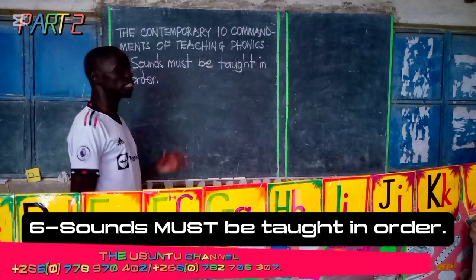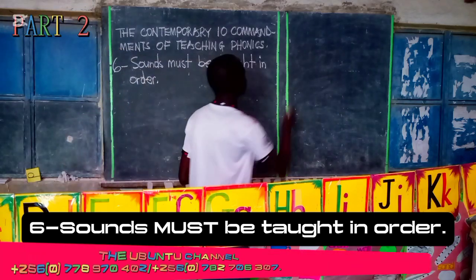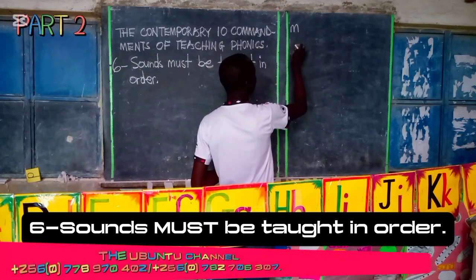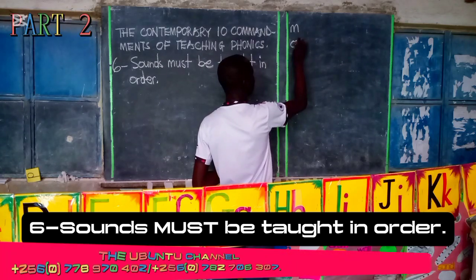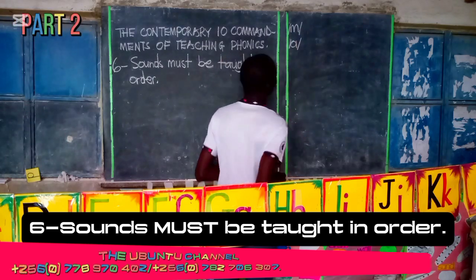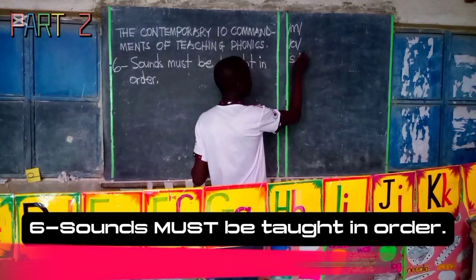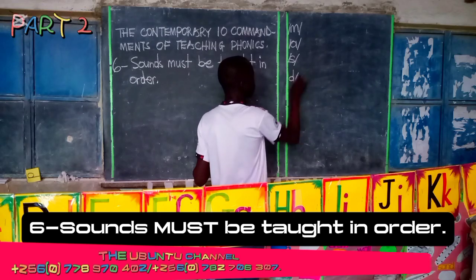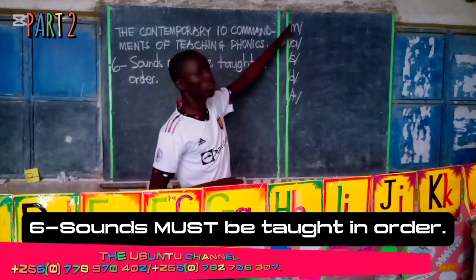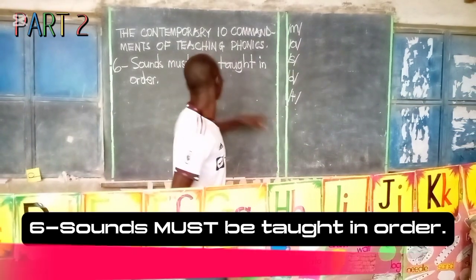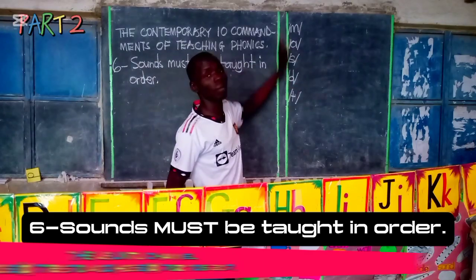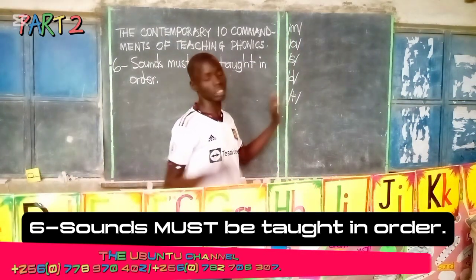Now, in set 1 sounds, the first sound is this. The second sound is this. The third sound is. The fifth sound is. Now, this one is saying sounds must be taught in order. These are some of the sounds in set 1.